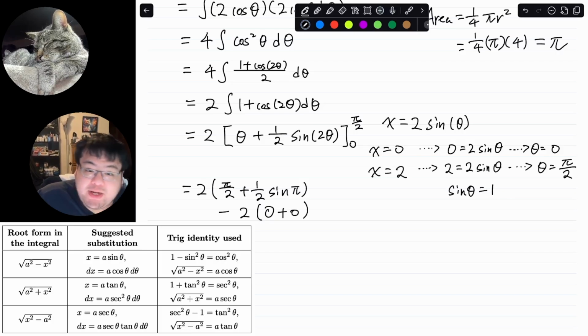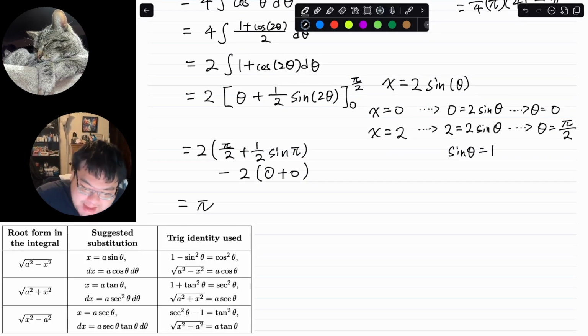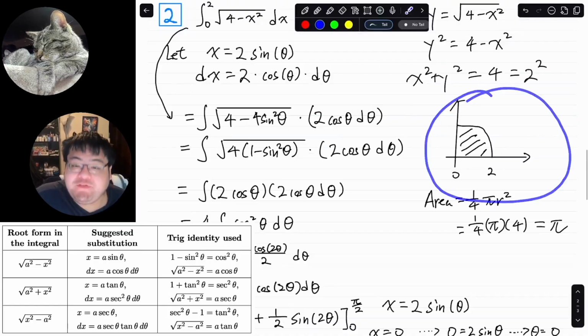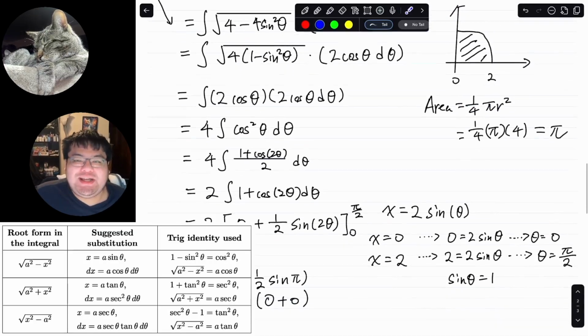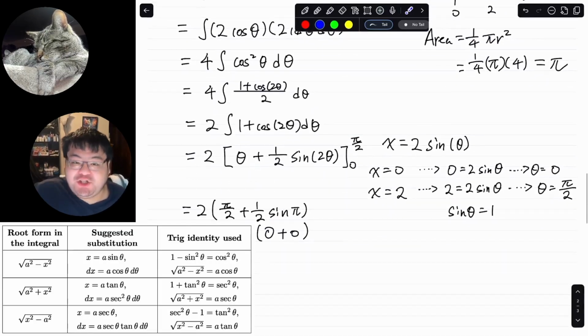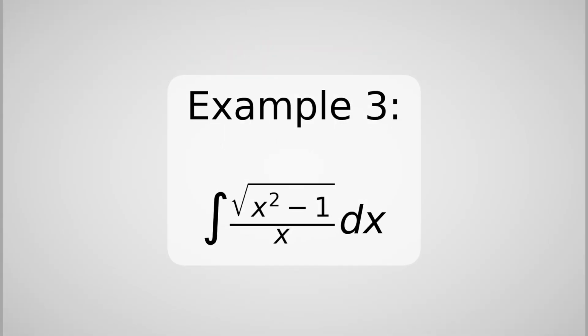So what is sine pi? Sine pi is also 0. So the answer is just pi, which matches what we just talked about at the very beginning. We can actually verify the result using the geometric formula this time.